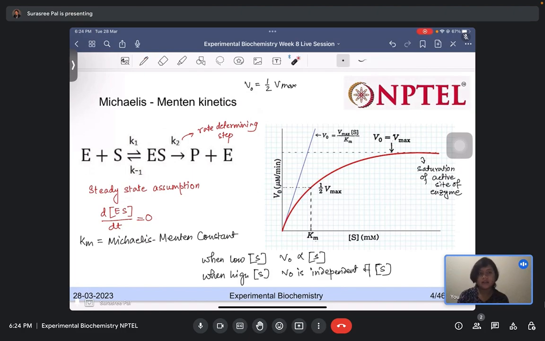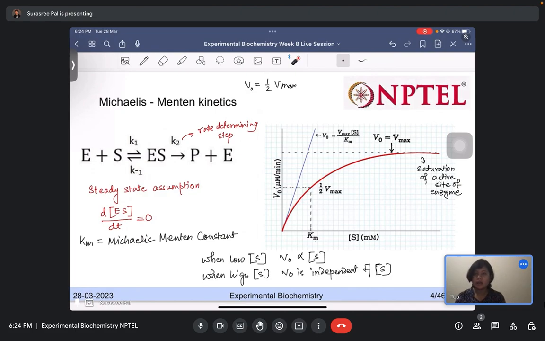Now to determine the kinetics or the velocity of the enzyme reaction and how it varies with the substrate concentration, the first thing that we have to assume here is the steady state assumption. What is a steady state assumption?